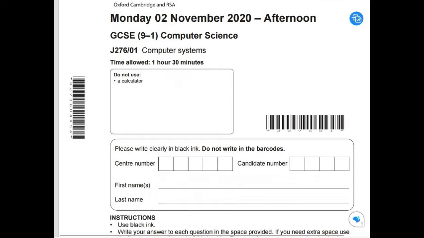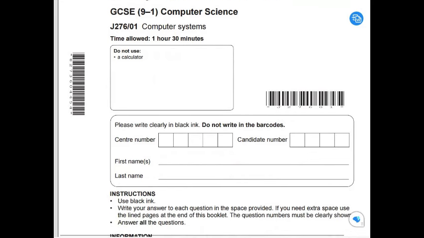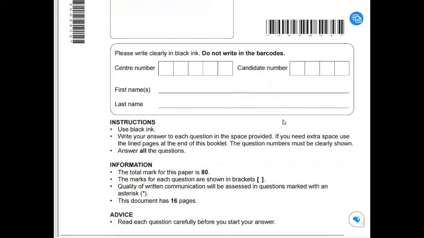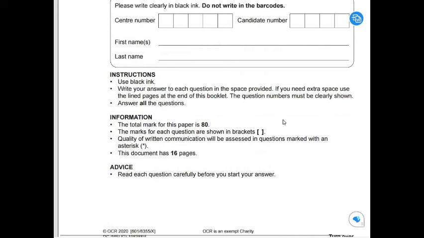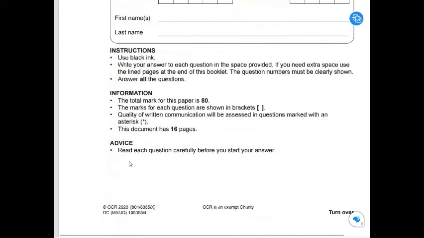I'm not going to go through the front page because the invigilator will read that. And yes, unfortunately, you're not allowed to use a calculator in paper 1. You'll be told to enter your centre number, which is your school's number, and your candidate number, that's your number. And yes, some people don't always follow this advice.